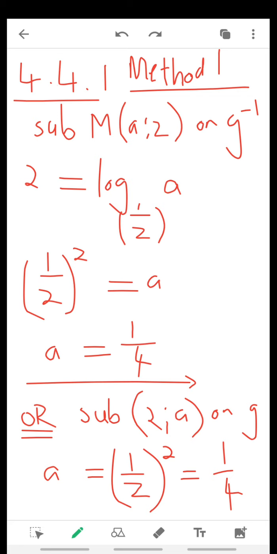Now, having said that, this is how I found the A. Since I'm dealing with a log, I can move to exponential. Remember, exponential, it will be base raised to the power X. So this will be half raised to the power of 2, all equals to A. And therefore, my A is 1 over 4. But if I'm using G, then I need to first fix M and substitute. Remember, this will be M prime, which is the inverse of M, right?